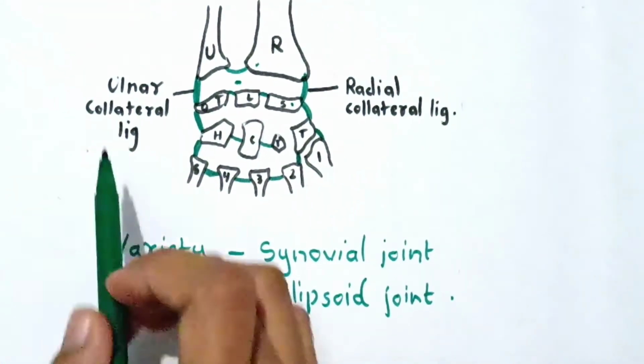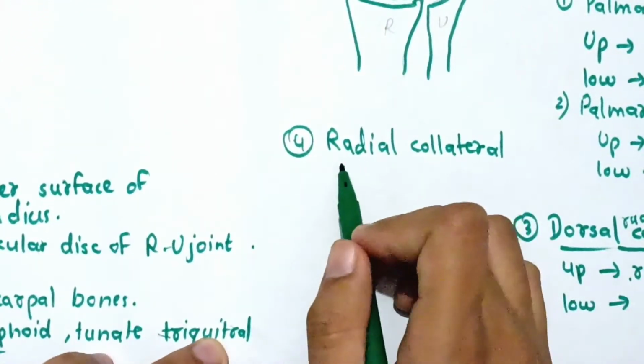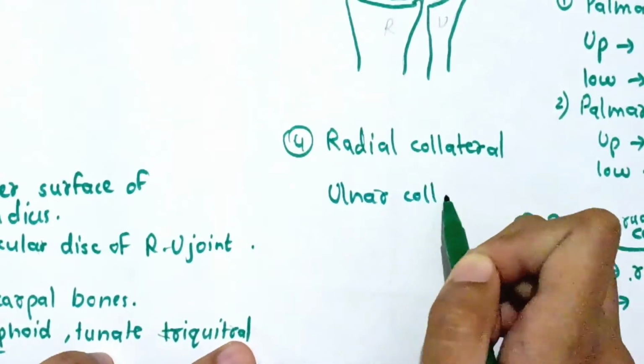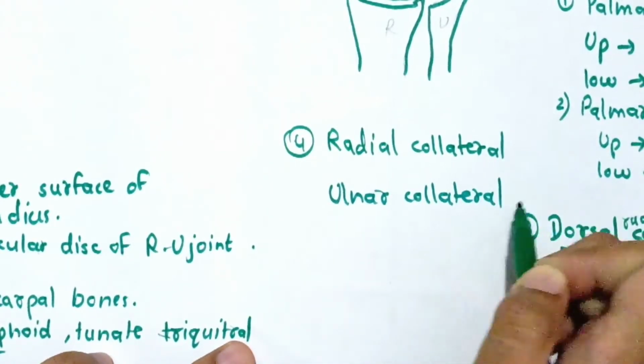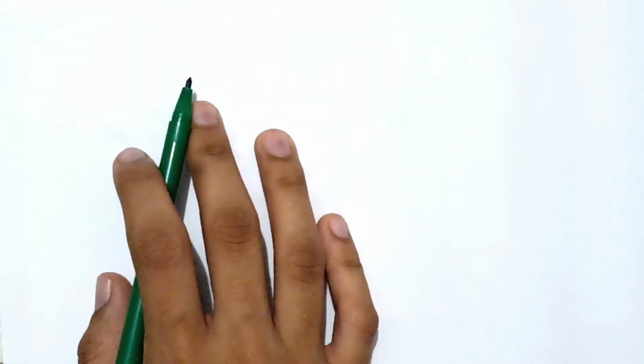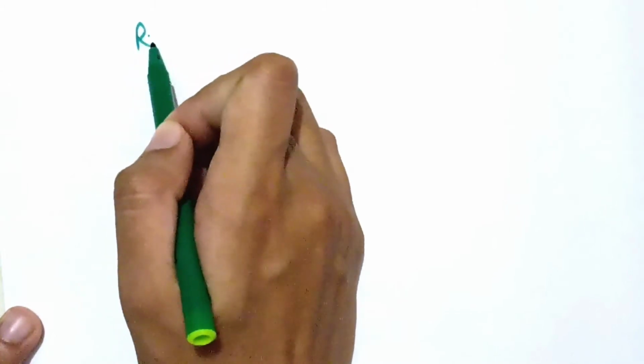Okay, so these are the 2 last ligaments of the wrist joint, radial collateral and ulnar collateral. So this is about the ligaments of wrist joint. So now let's move on to the relation of wrist joint. Let's talk about the relations.